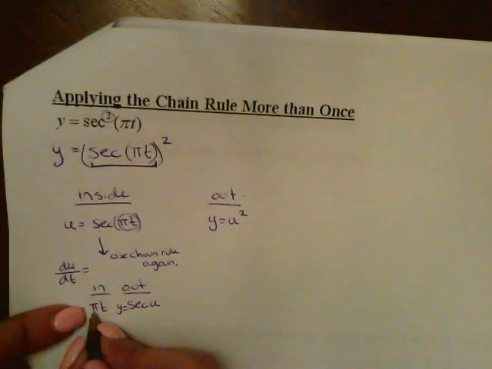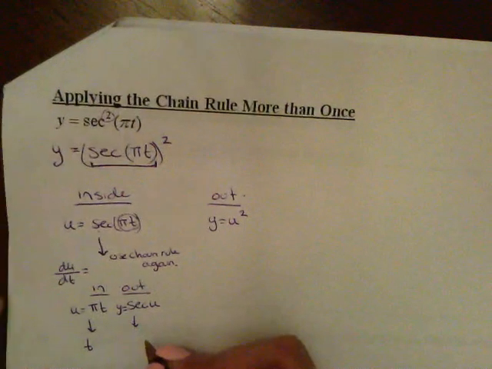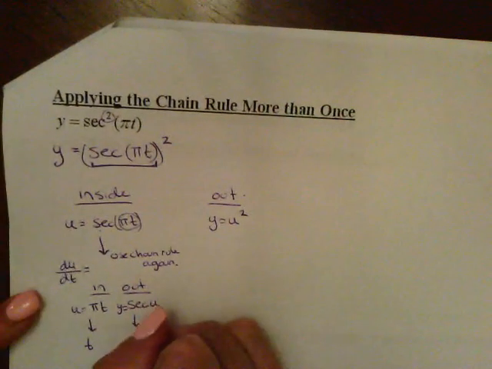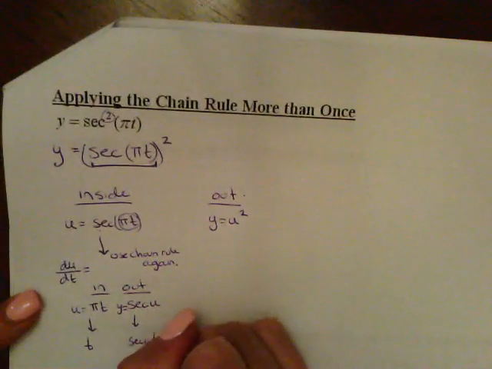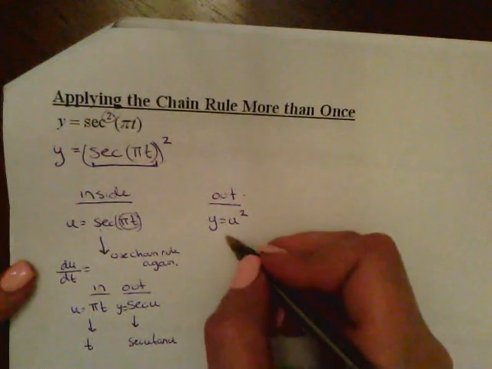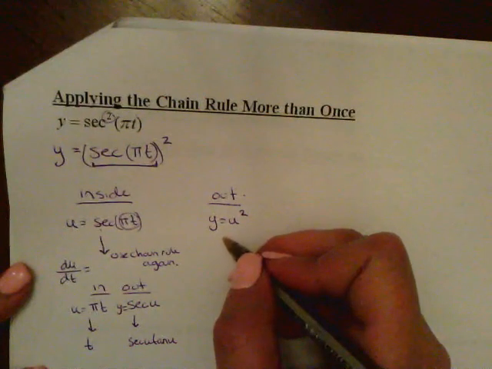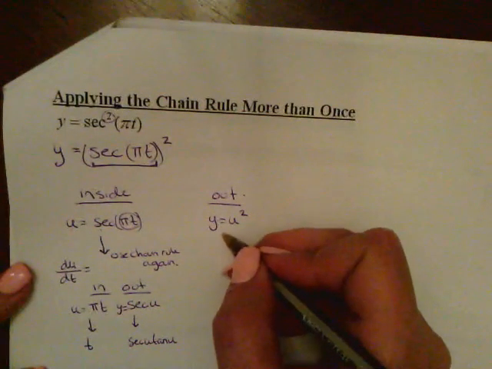And now we're going to find the derivative of pi t. Remember, that's just a number. It's like saying 3t. So what's the derivative of 3t? It's just 3. And then what's the derivative of secant of u? Secant u tan u. And let's not forget to find the derivative of this.